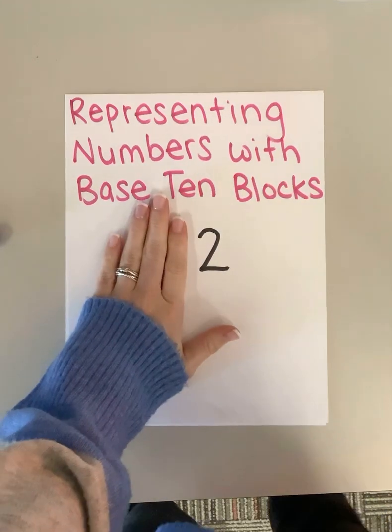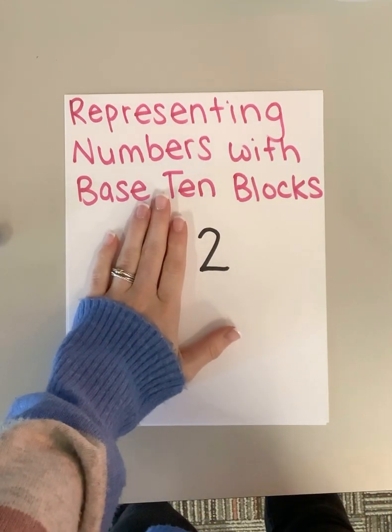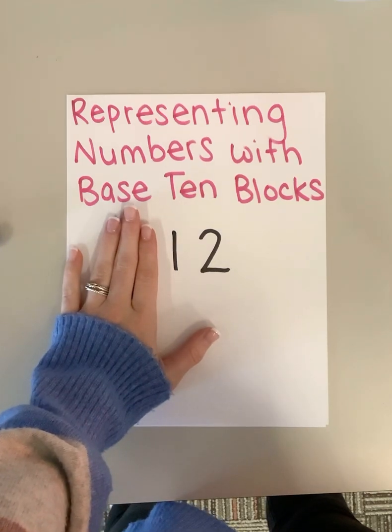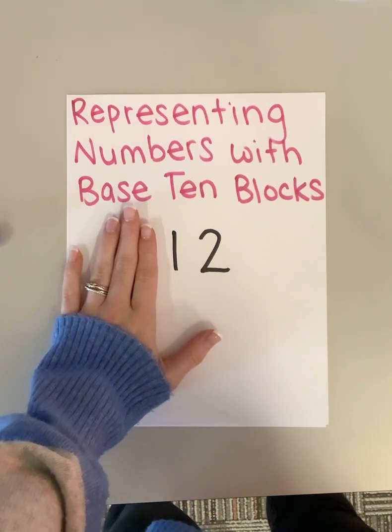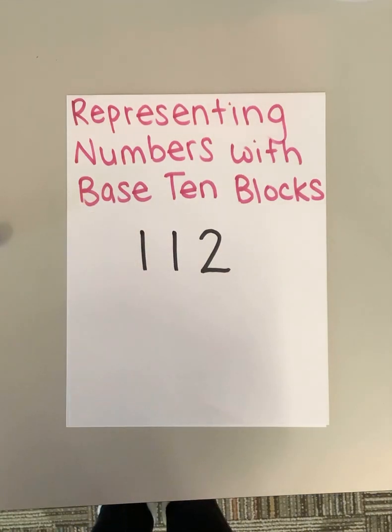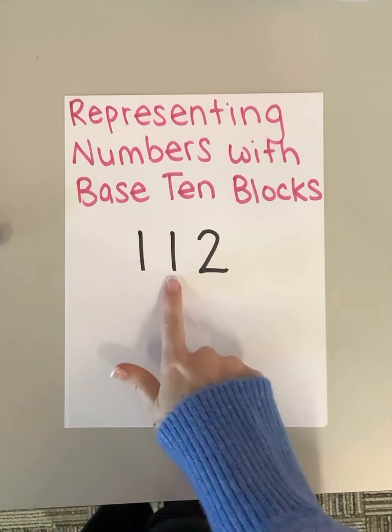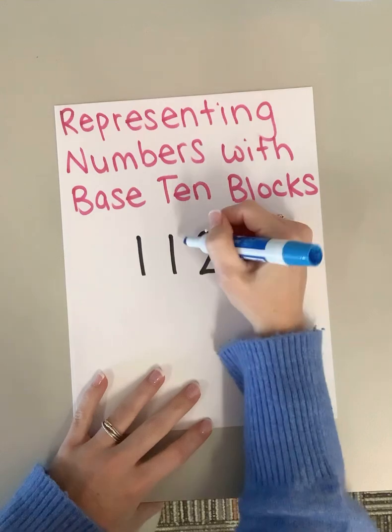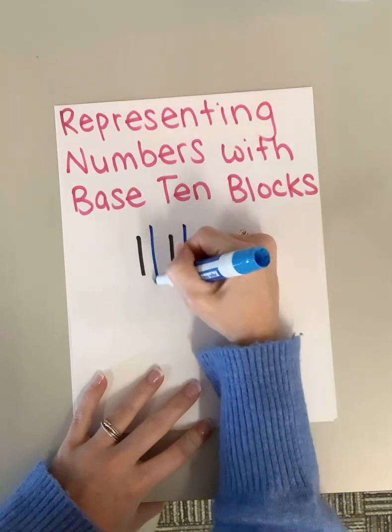We see a lot of numbers with ones places, like 2. We see a lot of numbers with 2 digits, like 12. And we even see numbers with 3 digits, like 112. And today, we are going to start practicing how to represent numbers that are 3 digits with base 10 blocks. So looking at the number 112, I'm going to split my number so that I can see my place values easier.